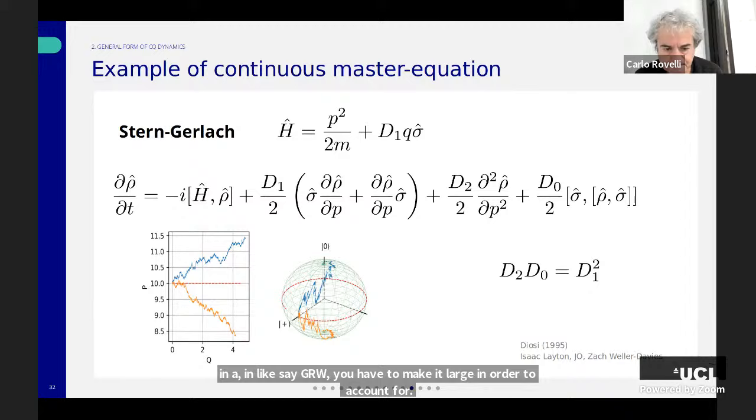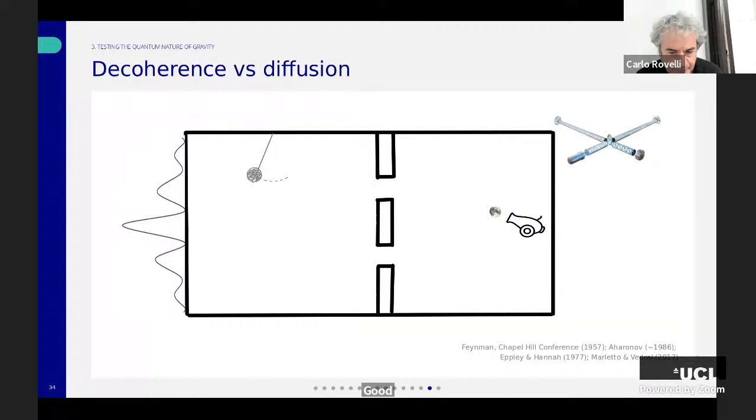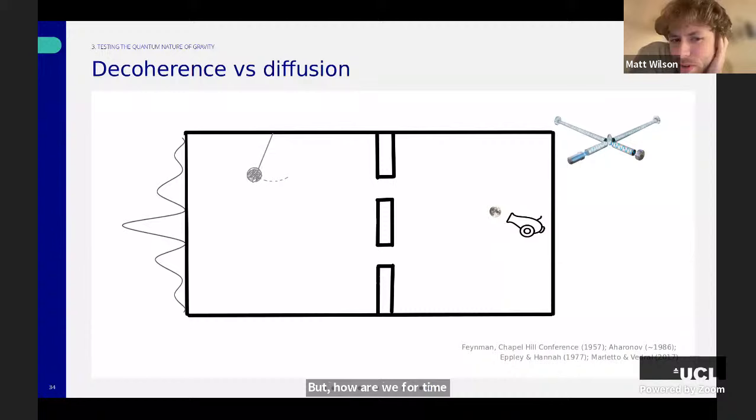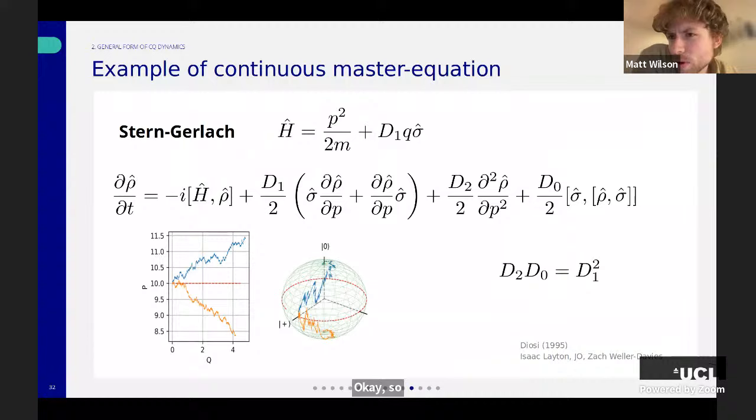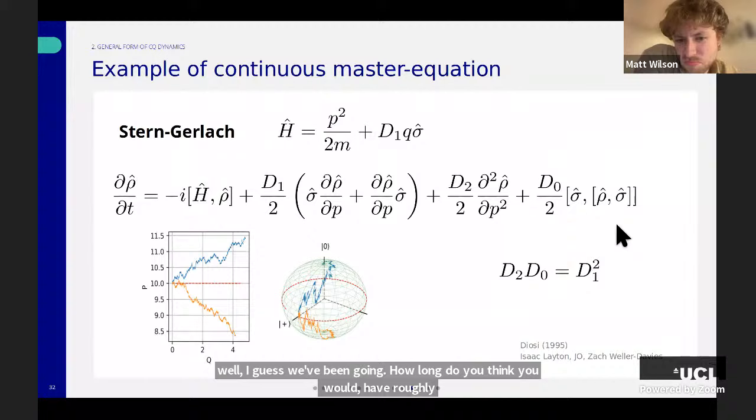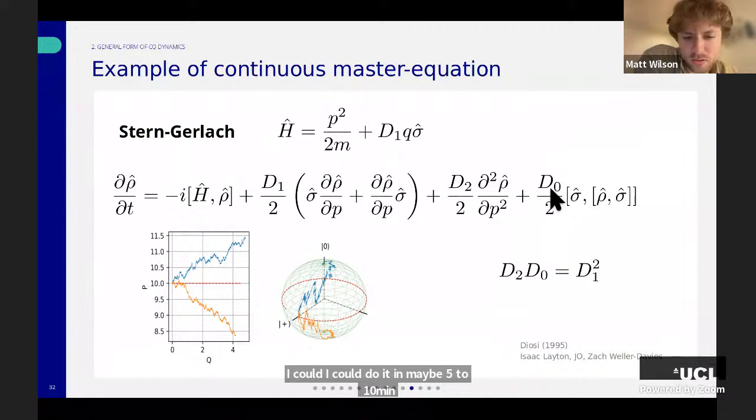Okay. So how am I for time? The things I could talk about are this trade-off, which we've kind of been talking about a little bit right now anyway, and then I was going to throw up the equations of motion, but how are we for time? Seeing as we've been having longer conversations as you go through, feel free to take some more time to talk us through this. Okay. How long do you think you would have roughly? I could do it in maybe 5 to 10 minutes. Oh yeah, great. 10 minutes, let's say. Sounds great.